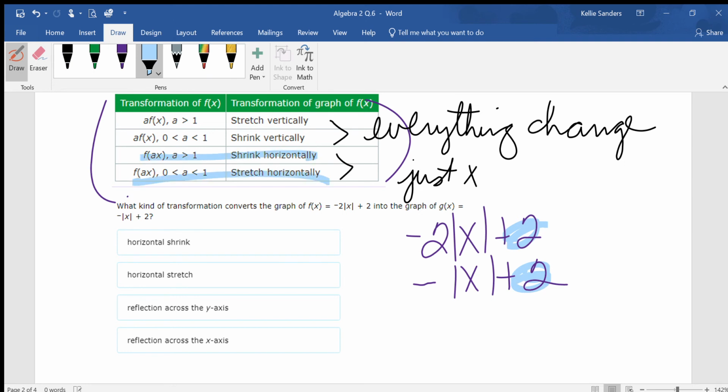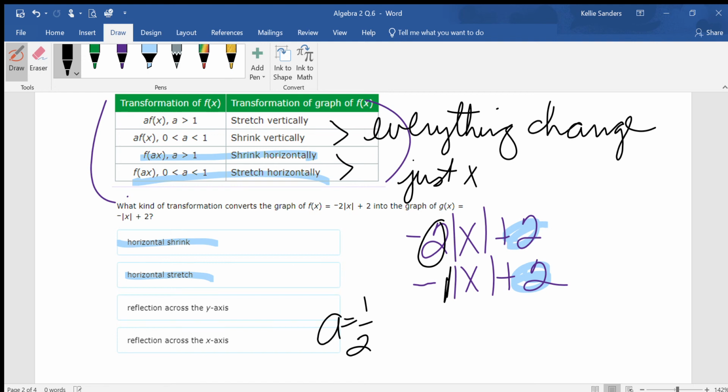So it's going to be one of these. It's going to be a horizontal shrink or a horizontal stretch. So let's figure out what happens. Basically, this was a 2. So our a would have been 1/2, because what would I multiply 2 by to be able to get a 1? It would be a 1/2, because a 1/2 of 2 is 1. And 1/2 is between 0 and 1. So it's a horizontal stretch. So it's right there.